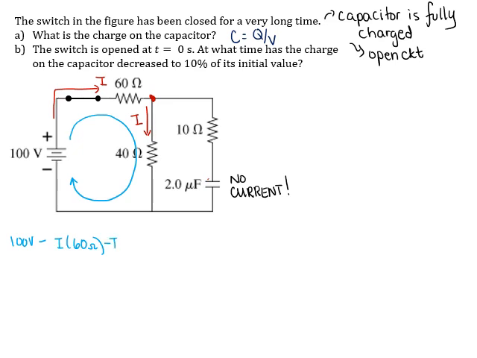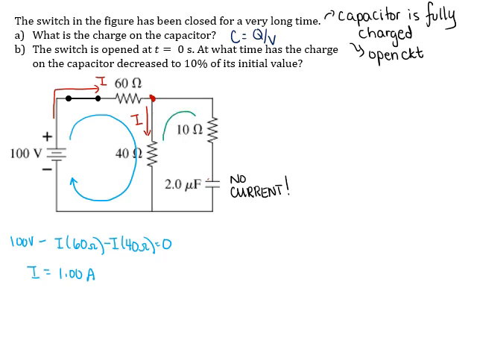So I've got minus I times 40 ohms. That's going to give us 0. Can use that to solve and find that my I equals 1 amp. Okay, there's my first loop. That tells me the current being output by the battery.